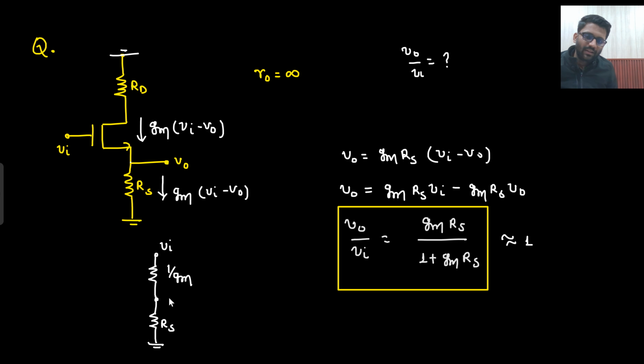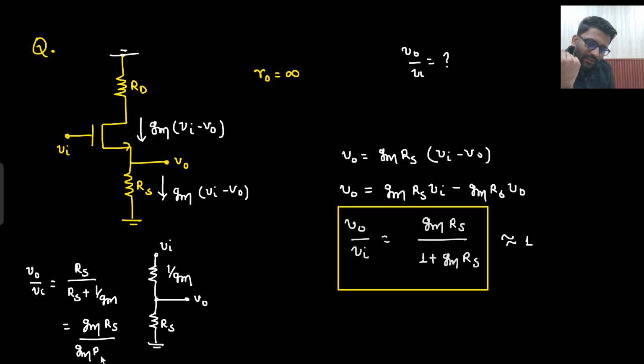So this was my V in and this was my V0. V0 by V in I need to find. Can I apply the potential division? Yes. What will be V0 by V in? RS upon RS plus 1 by Gm. So what is the answer? Gm RS upon Gm RS plus 1. So this will be my V0 by V in, Gm RS upon 1 plus Gm RS. Right? This is your V0, this is your V in. So from V0 to V in I see 1 by Gm, from V0 to ground I see RS. So V0 by V in is simply the potential division you need to do. So again a very good method. Right? Let's go to the next question.